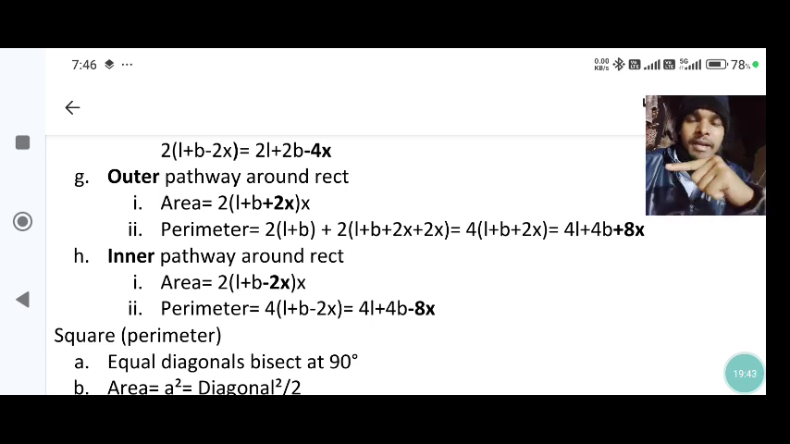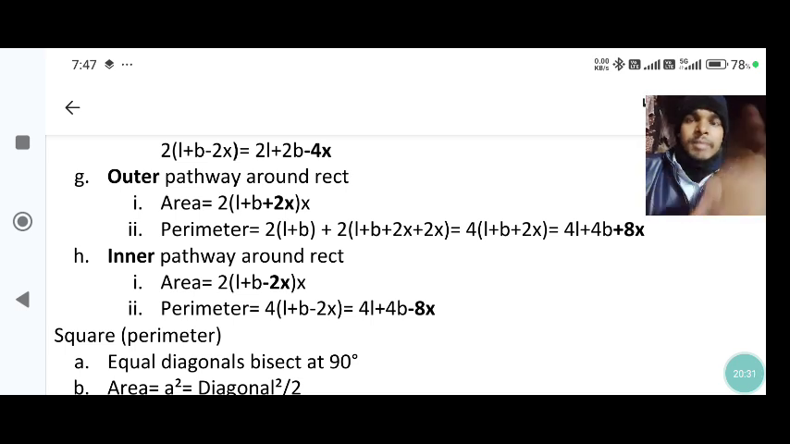So it will be like (l plus b plus 2x) multiplied by x, coming to one side of the area, and then multiplied by 2, so that the complete frame comes. And talking about the perimeter, it is 4l plus 4b plus 8x, because if you are taking 4 times the length and 4 times the breadth, the corners are left out, they are 8x corners.